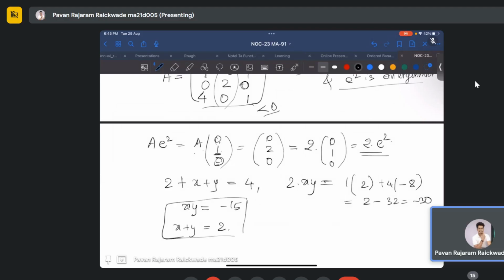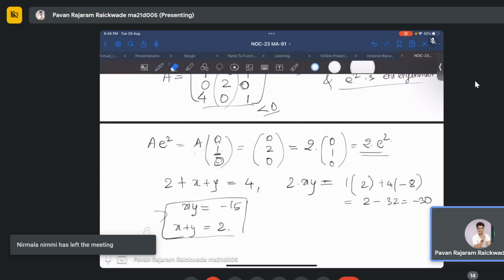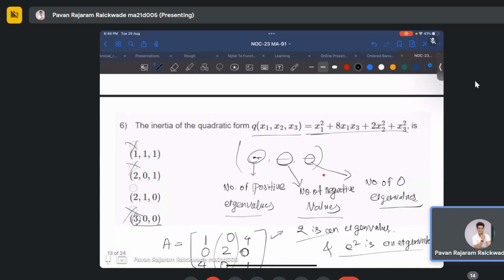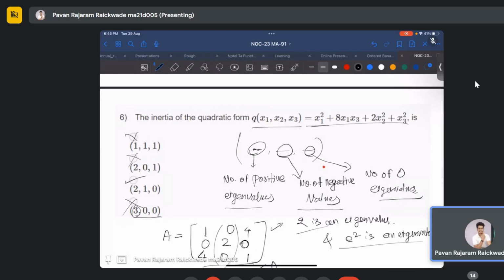So now it is just a quadratic equation. The sum is 2 and the product is minus 15. So 5 and minus 3, perfect. The eigenvalues you have are 2, 5, and minus 3. So two eigenvalues are positive and one eigenvalue is negative. So you get option C. That's the correct option.